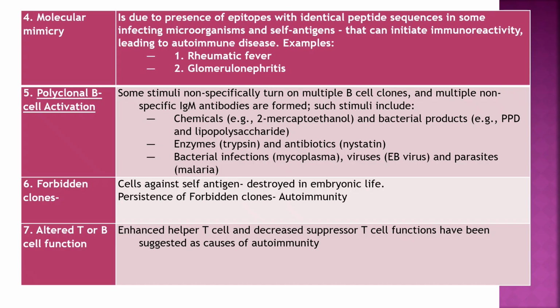Polyclonal B cell activation. Some stimuli non-specifically turn on multiple B cell clones, and multiple non-specific IgM antibodies are formed. Such stimuli include chemicals, 2-mercaptoethanol; bacterial products, PPD and lipopolysaccharide; enzymes, trypsin; antibiotics, nystatin; bacterial infection, mycoplasma; viruses, EB virus; parasites, malaria. Forbidden clones: cells against self-antigen are destroyed in embryonic life, and persistence of forbidden clones causes autoimmunity.